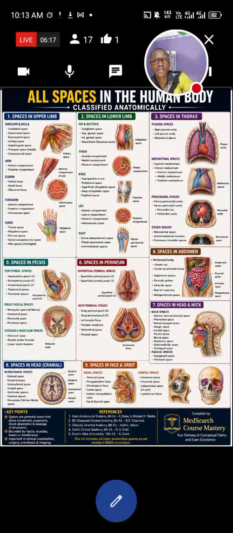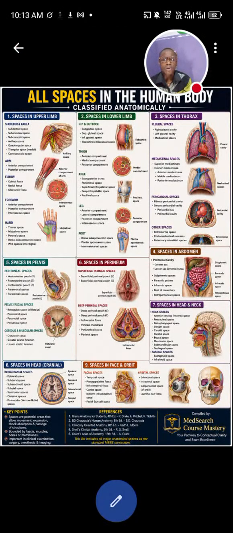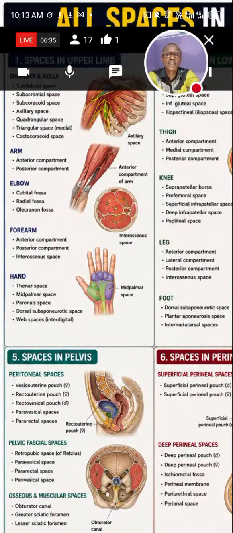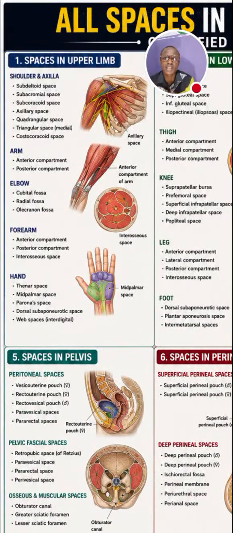Let's see, do we have any other concern? I hope you are following. We say know all the spaces. Normally when we finish this, we send a screenshot or a small video, because many people don't really see the screenshot very well until you zoom like this. When you zoom like this, you see spaces in the upper limb.